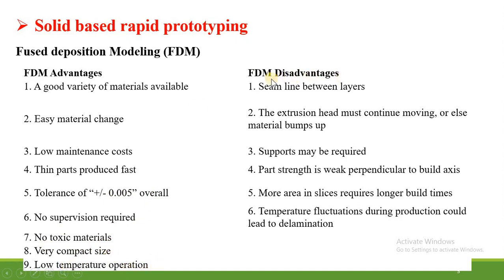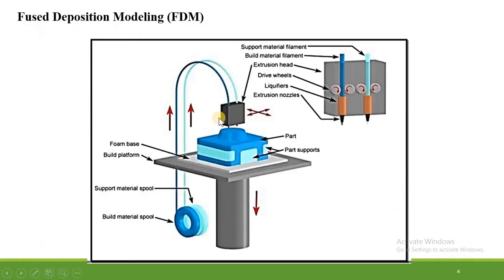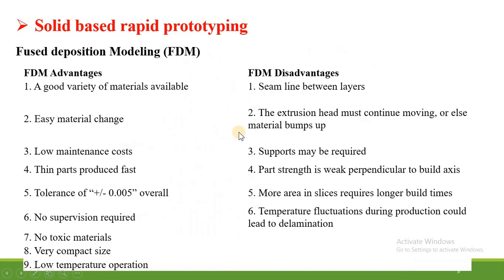Some of the disadvantages of this FDM technique. Seam lines can be observed, as we know that this is a layer by layer technique, and once the first layer is solidified we apply the second layer, but during this solidification a seam line gets created, which is the first disadvantage of this FDM technique. The extrusion head must continue to move or else material may bump up. Means this extrusion head should continuously move, otherwise the material will get deposited only in one region.